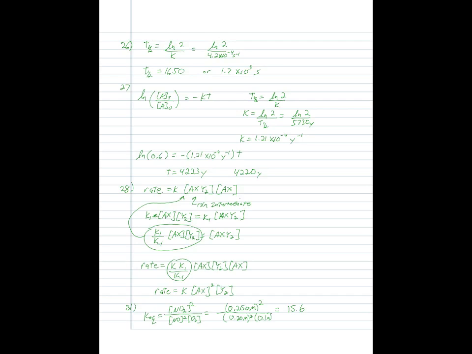We generally leave the units off of equilibrium constants because in reality, they don't actually use concentrations. They use things called activities that we are not going to get into at this level. So I believe no units for the equilibrium constant.